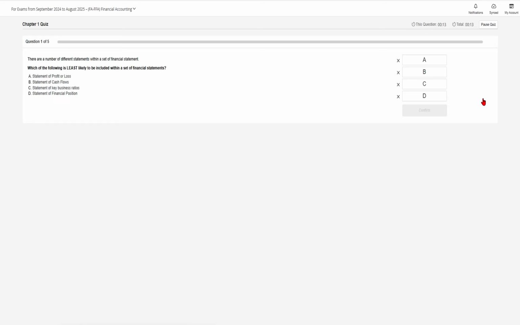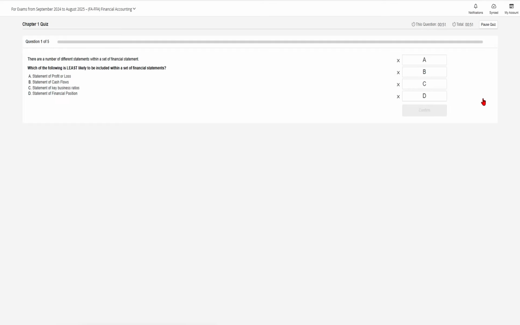All right. Question number 1 is, there are a number of different statements within a set of financial statements. You guys know the financial statements comprise 5 things. That's your statement of financial position, which was previously known as the balance sheet, and the statement of profit or loss, which is also known as the income statement. Third one is the statement of changes in equity. Fourth one is the statement of cash flows, and the fifth one is your disclosure or accounting notes, right?